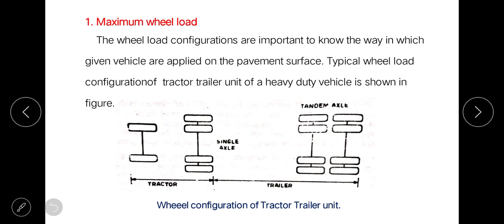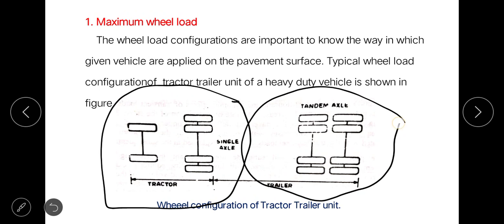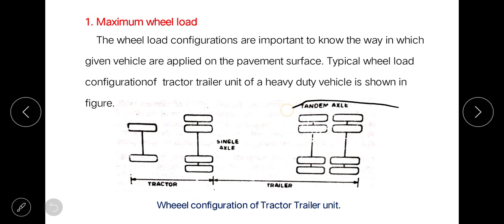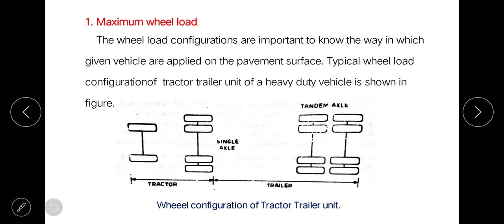Now maximum wheel load. The wheel load configuration is important to know the way in which the given vehicle loads are applied on a pavement surface. Typical wheel load configuration of a tractor trailer unit as a heavy loaded vehicle is taken into consideration. These figures are showing you, see now this much portion is the tractor part, and whatever trolley is connected to it will be the trailer part. So the trailer will be a tandem axle and this portion will be a single axle.